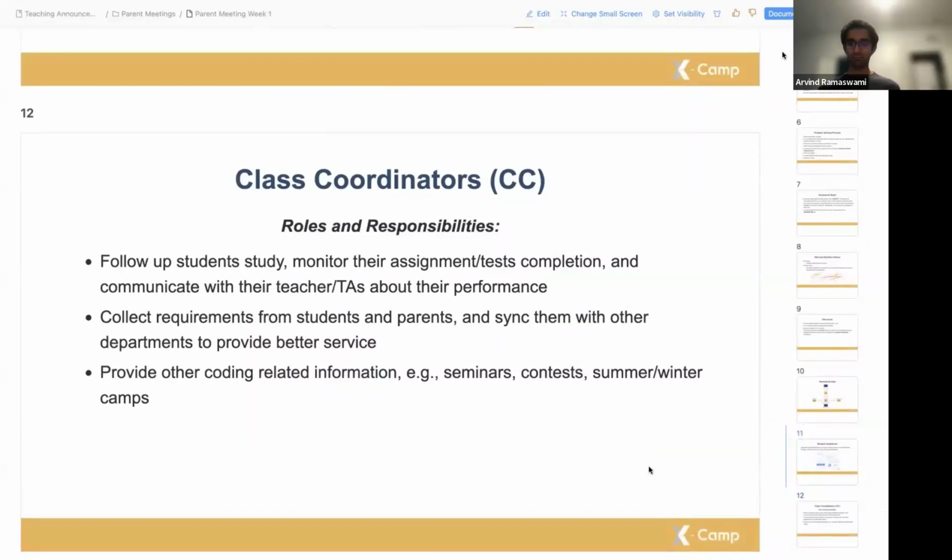Now, there's sometimes a lot of communication or questions that parents could have, and our class coordinators are there to quickly assist you and make sure that you have all the information and all your questions are answered. They're basically going to collect some requirements for students and parents and make sure everything is synced and we're all on the same page, and just provide a really great service for you. And then they'll also provide some other coding related information like seminars and contests and camps and other things like that.